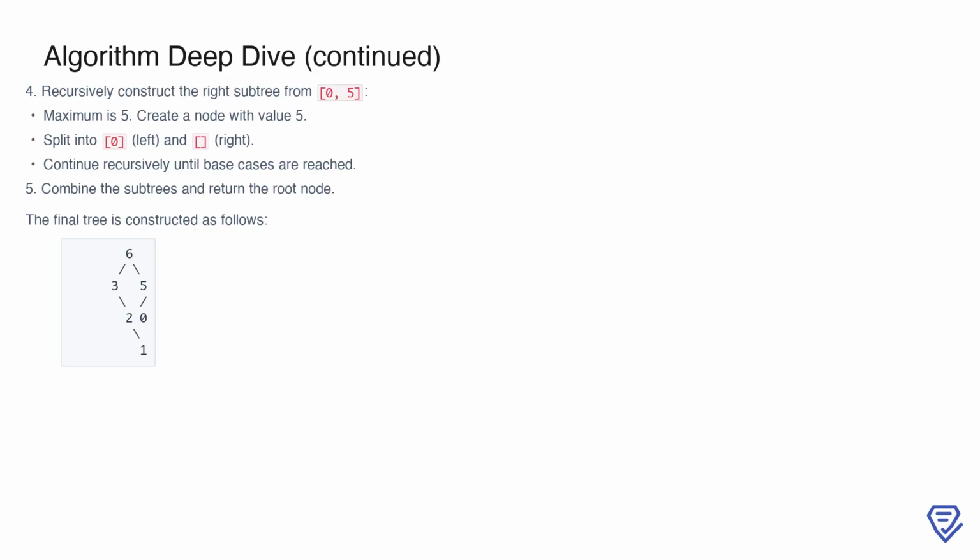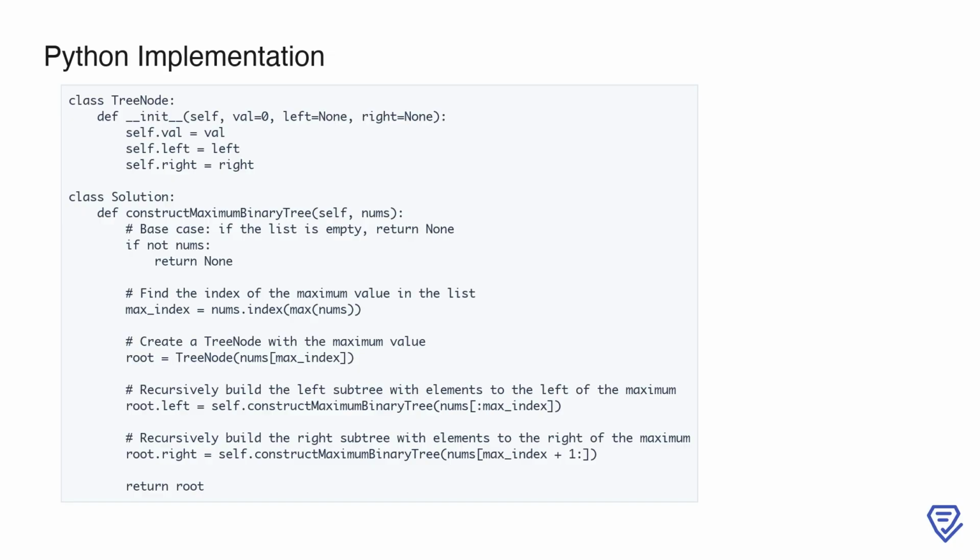This code solves the LeetCode problem number 654, Maximum Binary Tree, by constructing a binary tree where the root is the maximum value in the input list, and the left and right subtrees are recursively constructed from the subarrays to the left and right of the maximum value, respectively. We start by defining the TreeNode class, which represents each node in the binary tree.